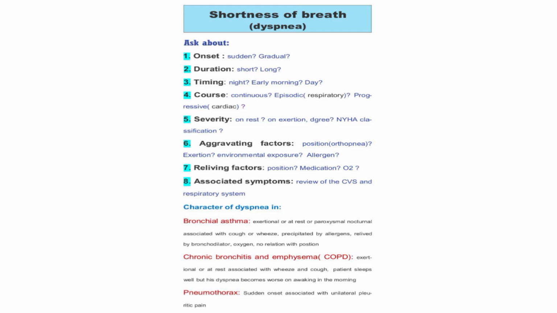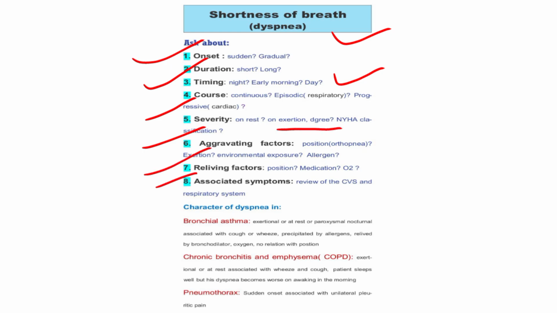First we have chest pain, next we have dyspnea, shortness of breath. In case of dyspnea, we will discuss the onset, duration, time of the shortness of breath, its course, severity, aggravating and relieving factors, which factors decrease the pain, which factors aggravate or increase the pain, and any kind of associated symptoms.